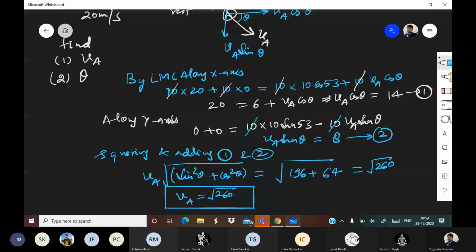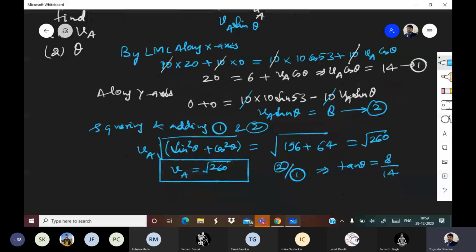Now, if you want to know theta also, divide 2 by 1. So 2 by 1 will be tan theta is equal to 8 by 14. So theta is equal to tan inverse 4 by 7.